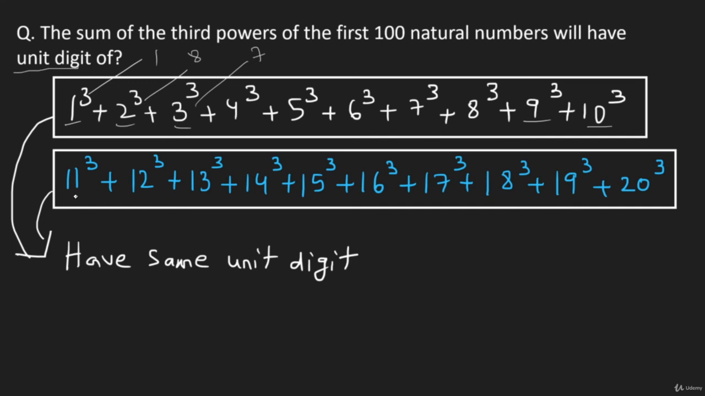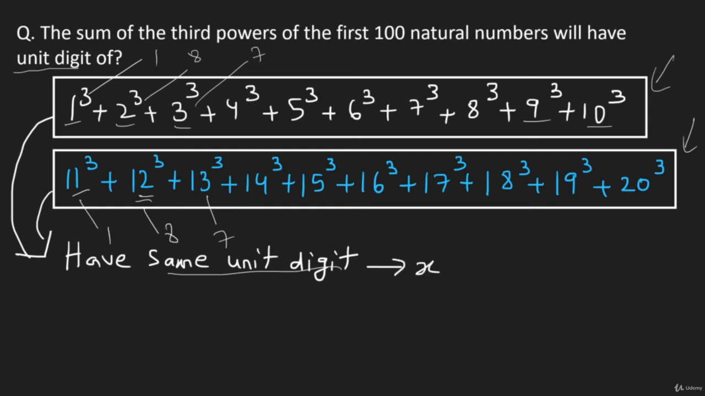The unit digit depends only on the unit digit. So 11 cube will have also 1 in the unit digit. 12 cube also will have 8 in the unit digit, because the unit digit depends only on the unit digit. Similarly, 13 cube will have 7 in the unit digit. So you can see that the unit digits that we have over here and the unit digits that we have over here, when we do the addition, it's the same. Therefore, this expression over here and this expression over here will have the same unit digit. Let's take that as x.